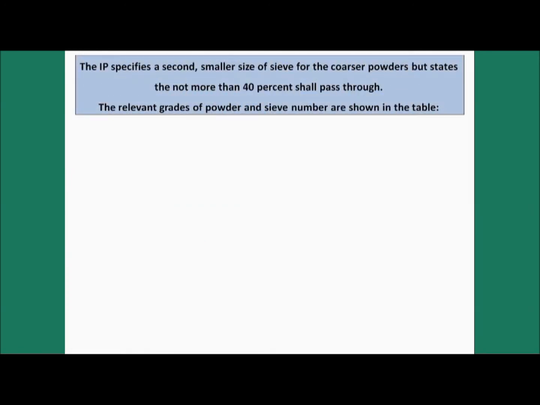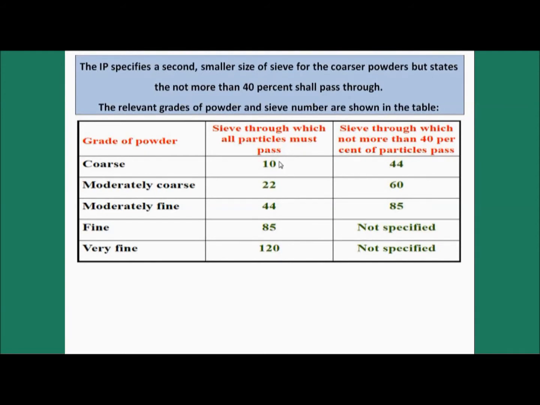Moreover, you see, the IP has one more type of size differentiation. Here it will also include the remaining 40%. For coarse powder, we have already stated that it will pass through sieve number 10, right? And 40% of the coarse powder will be able to pass through sieve number 44. Similarly, moderately coarse powder all will pass through sieve number 22, and 40% of the moderately coarse powder can pass through sieve number 60. Similarly, moderately fine, 44 and 85.